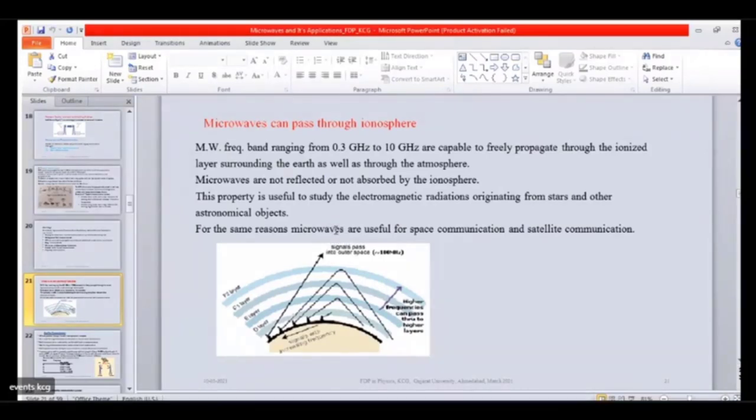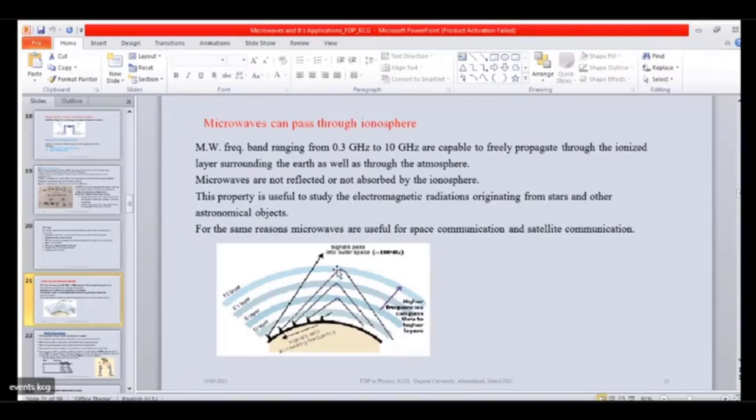Okay. So in satellite communication, microwaves are used. And why are microwaves used? Because microwaves can pass through the ionospheric layer. We know that the Earth's surface is surrounded by the ionospheric layers, right? And of course, these ionospheric layers can also be used for communication purposes. But there, we use the shortwave signals, right?